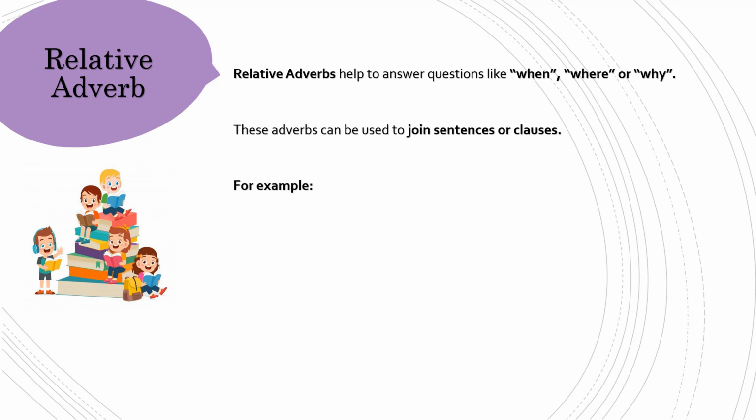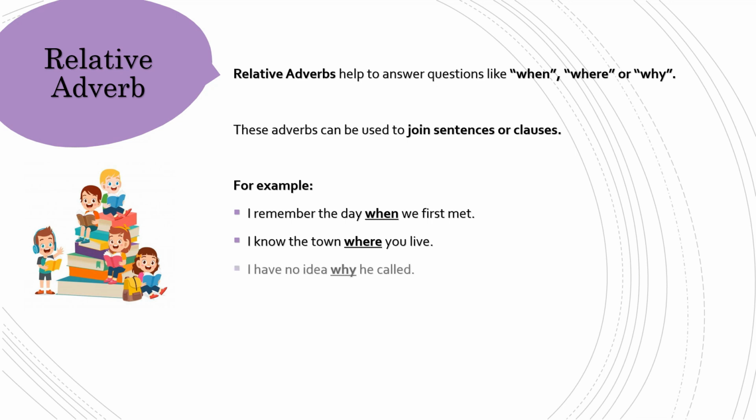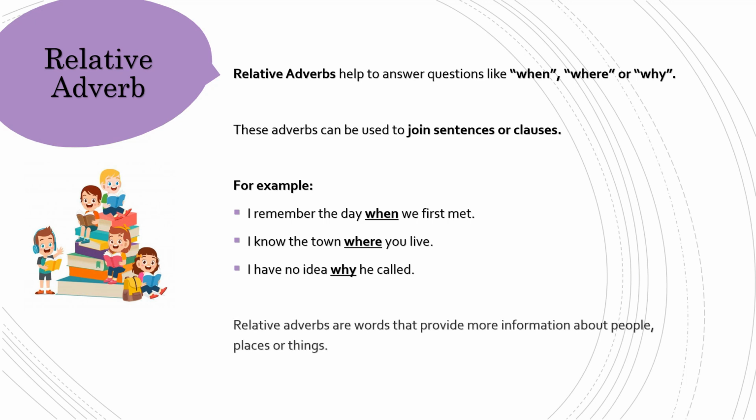For example, I remember the day when we first met. I know the town where you live. I have no idea why he called. Relative adverbs are words that provide more information about people, places, or things.